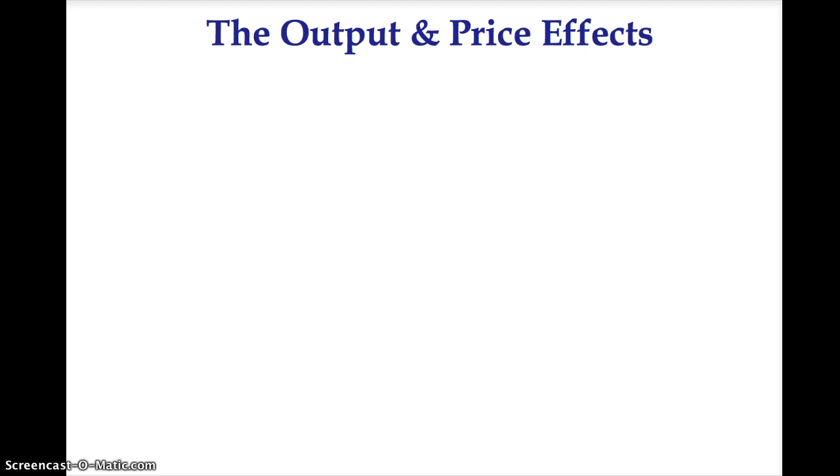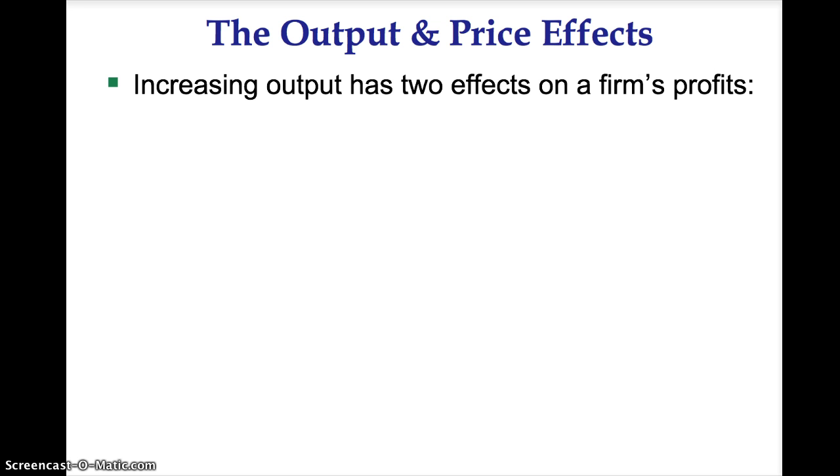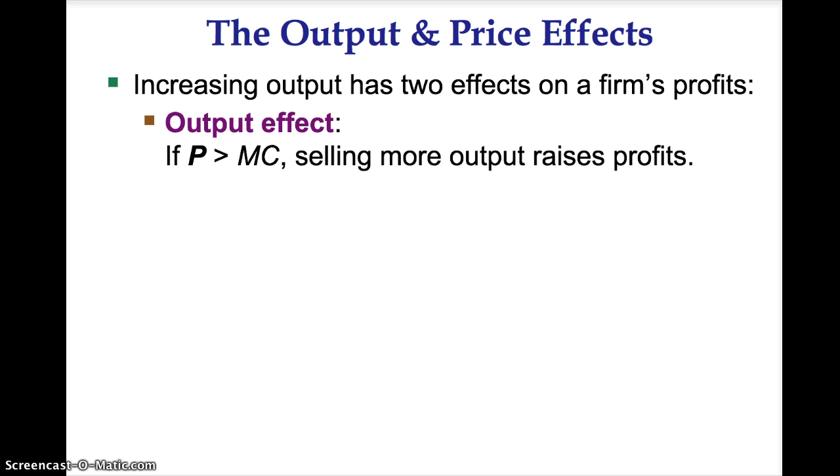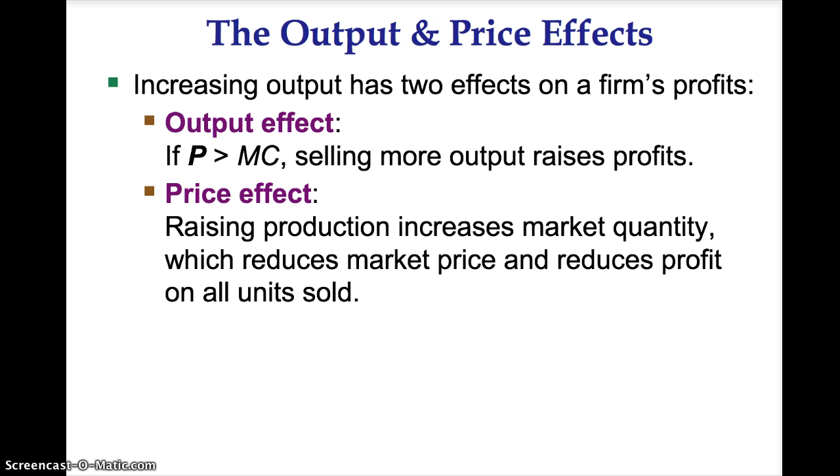The price and output effects. Increasing output has two effects on a firm's profit. First, the output effect: if price is greater than marginal cost, selling more output raises profits. Second, the price effect: raising production increases market quantity, which reduces market price and reduces profit on all units sold.